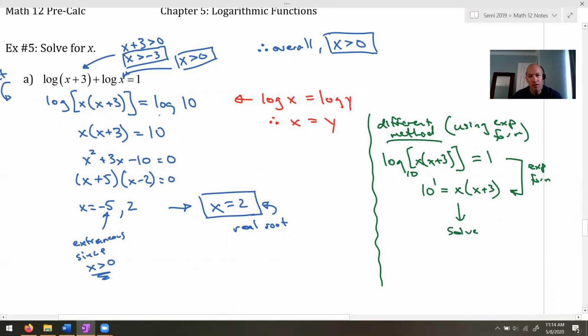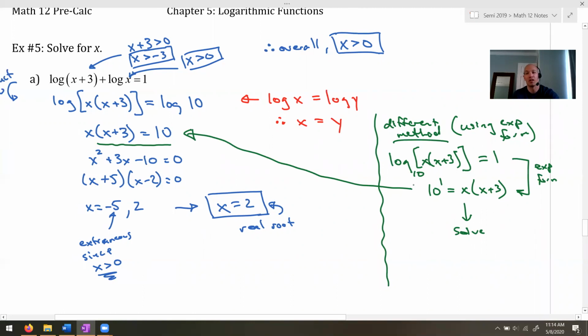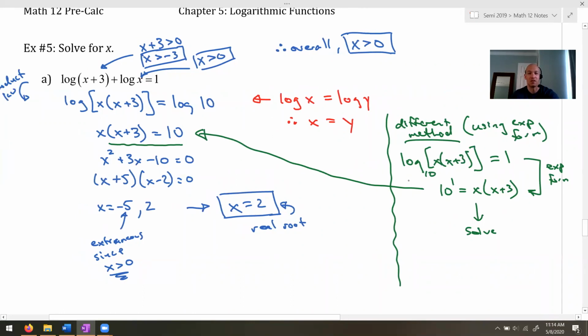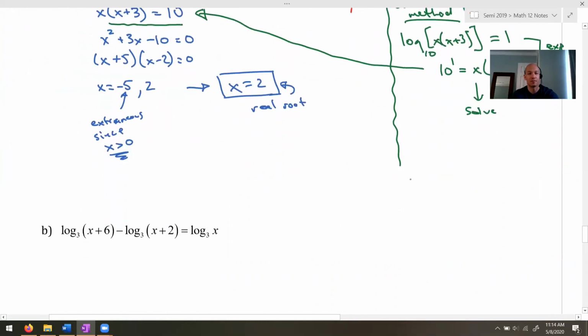Now you'll notice this right here is the same as this. So what I chose to do is express 1 as log 10, and then I could cancel out the logs. You can also do the exponential form trick. It's whatever floats your boat, to be perfectly honest. They both work. Nothing else to say. Okay, moving on.